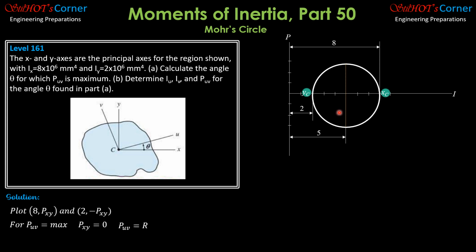From the x-axis, we rotate counterclockwise. That's the positive rotation to get the maximum product of inertia, which is the radius of the Mohr circle, PUV. So that's the u-axis, this is the v-axis, so that the product of inertia is positive. And that's 90 degrees. Therefore, 2 theta, we have located the u-axis from the centroidal x-axis. We rotate 2 theta counterclockwise in the Mohr circle, and that's 90 degrees.